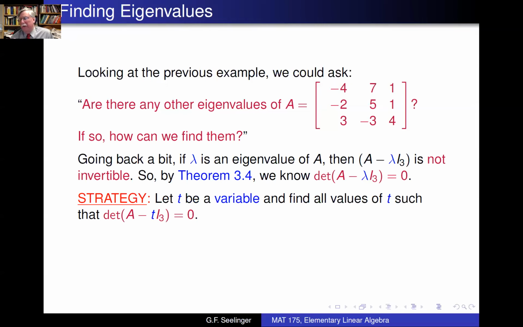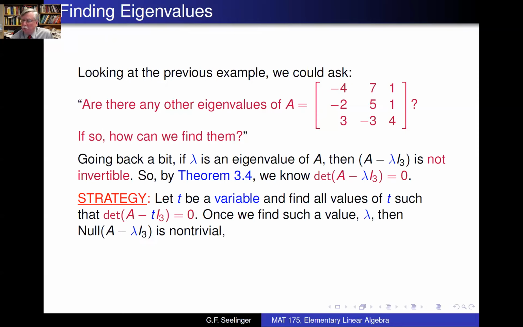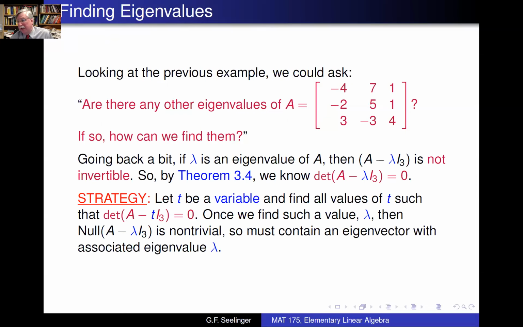So here's a strategy. Let t be a variable and find all values of t such that the determinant of A minus t I3 is equal to 0. Because if t has that value, like if t is -2, that's a value that works. That would be an eigenvalue. Once we find such a value, then we can take the null space of A minus lambda I3, which will be non-trivial, and must contain an eigenvector associated with the eigenvalue lambda. So this is our primary strategy.